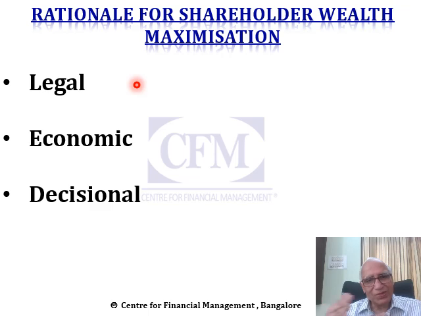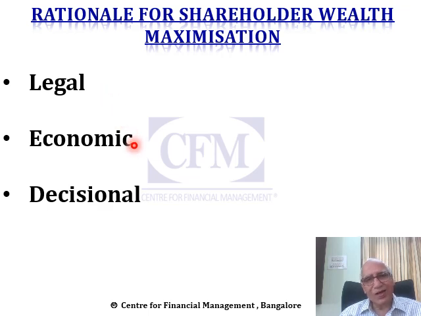There are three principal justifications for shareholder wealth maximization: legal, economic, and decisional. The legal argument is fairly straightforward. A company comes into being because of the risk taken by shareholders. Shareholders appoint the board of directors, which in turn appoints the management. So the board and management have a responsibility to promote the interest of shareholders.